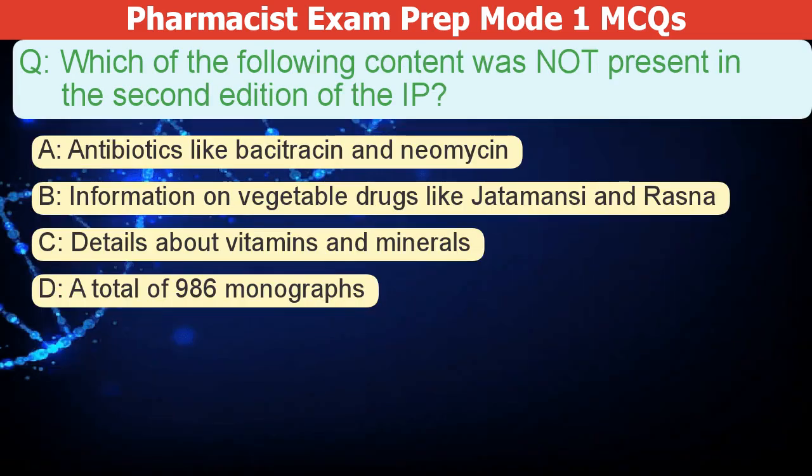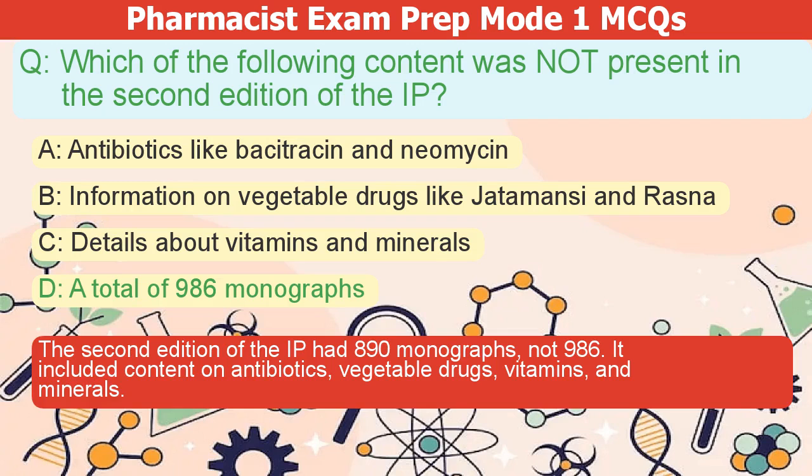Which of the following content was not present in the second edition of the IP? A. Antibiotics like bacitracin and neomycin. B. Information on vegetable drugs like jatamansi and rasna. C. Details about vitamins and minerals. D. A total of 986 monographs. The correct answer is D. The second edition of the IP had 890 monographs, not 986. It included content on antibiotics, vegetable drugs, vitamins, and minerals.